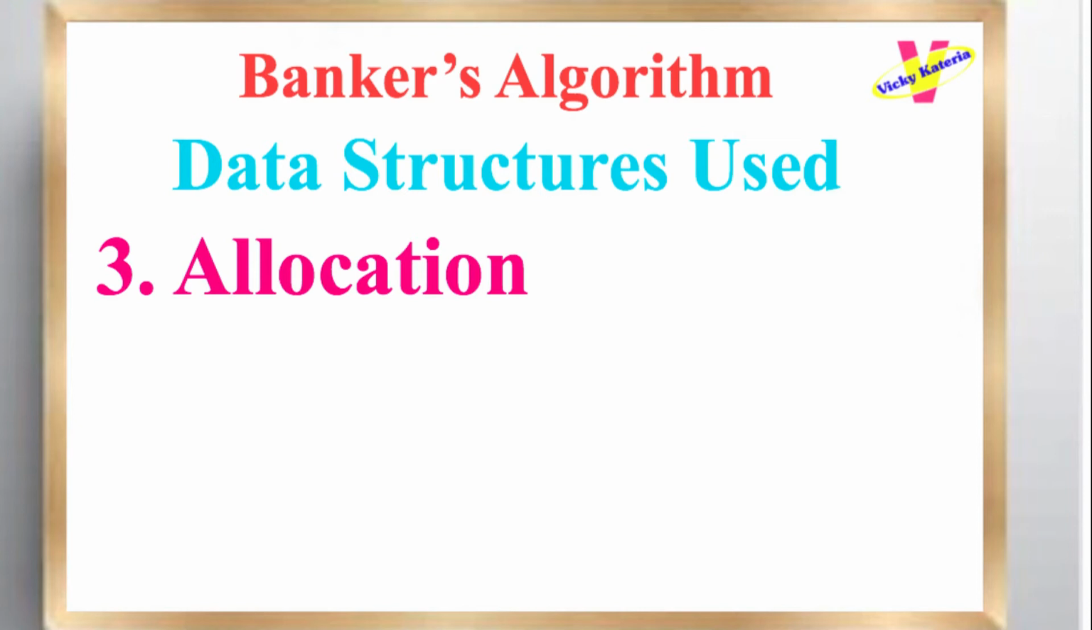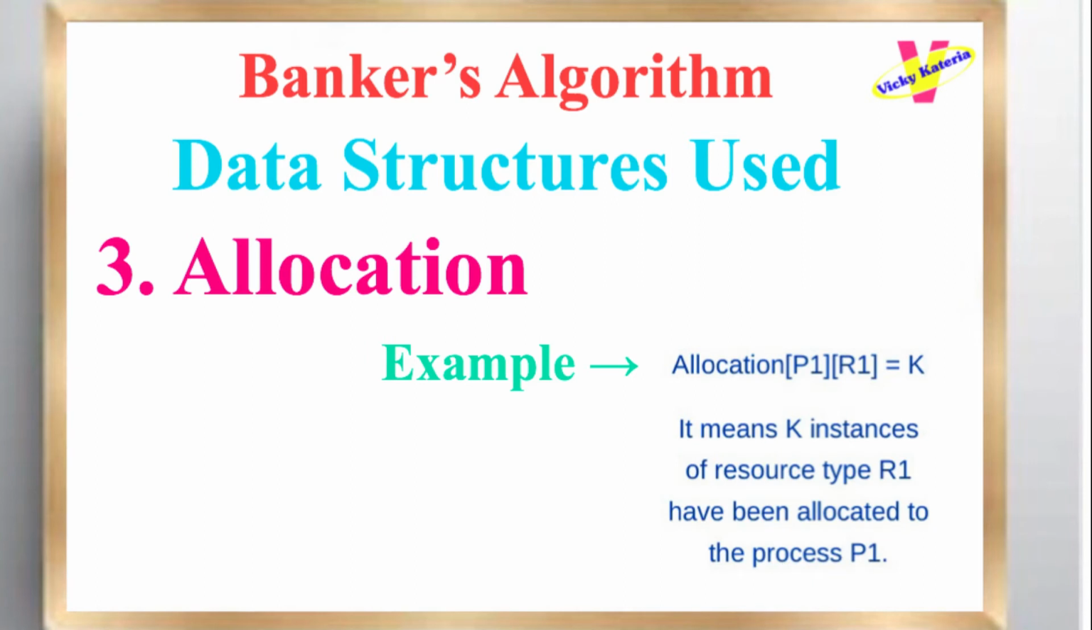Allocation. It is a 2-dimensional array that specifies the number of instances of each resource type that has been allocated to the process. Example: Allocation[P1][R1] equals K. It means K instances of resource type R1 have been allocated to the process P1.